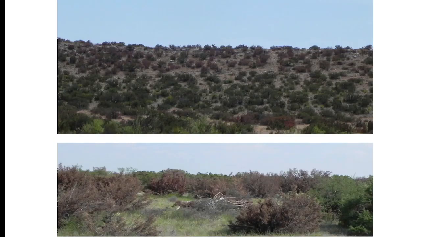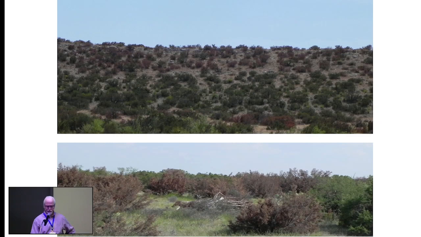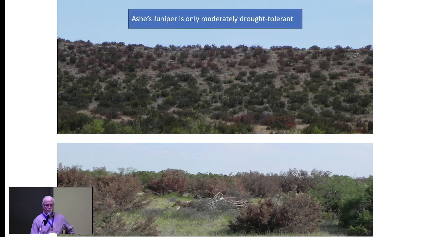And in fact, during drought years, this was a drought from about 12 years ago, Ashe's juniper does die in drought, and it's only moderately drought resistant in the grand scheme of things.